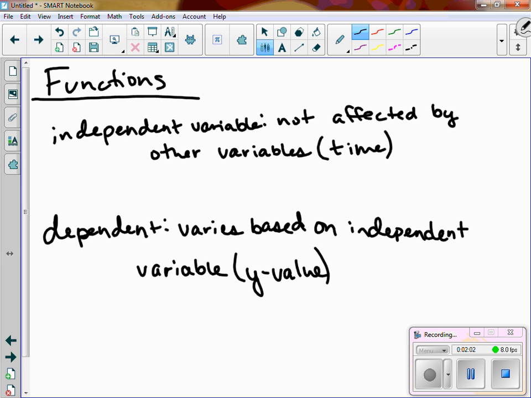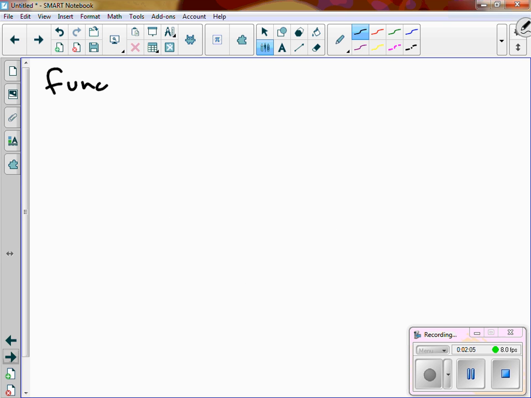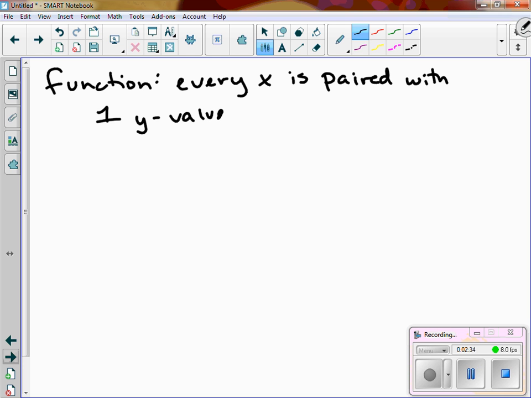Now remember that a function is where you have your x values with no repeats. So every x value is paired with exactly one y. No repeats in the domain, if you remember correctly.